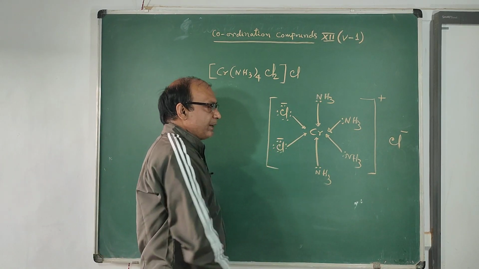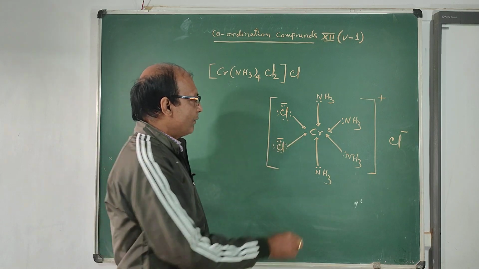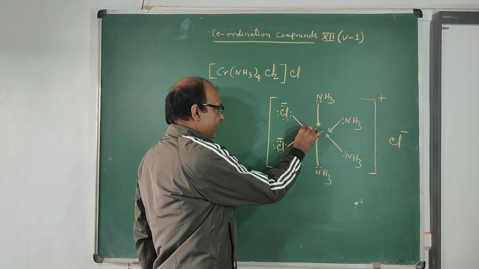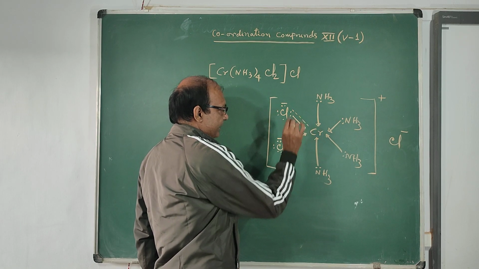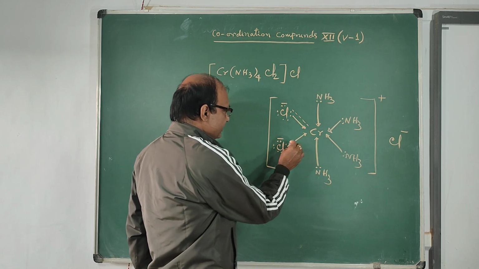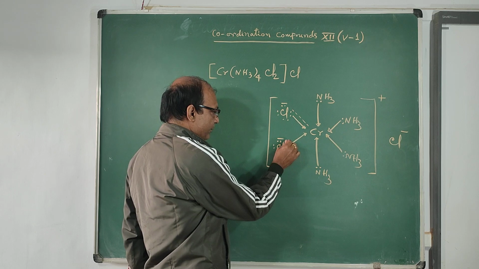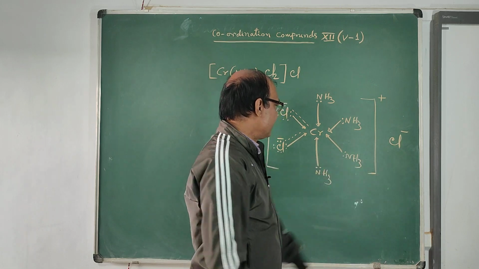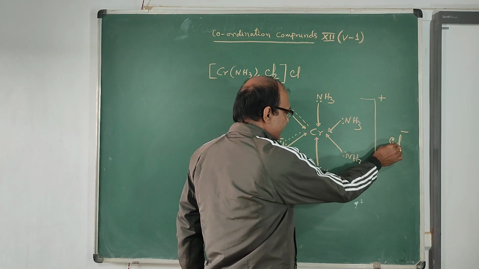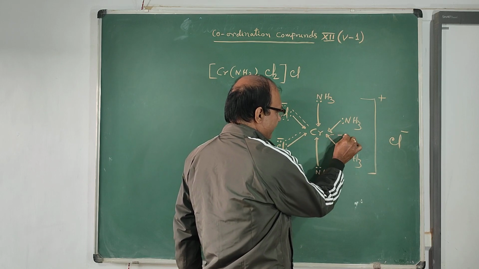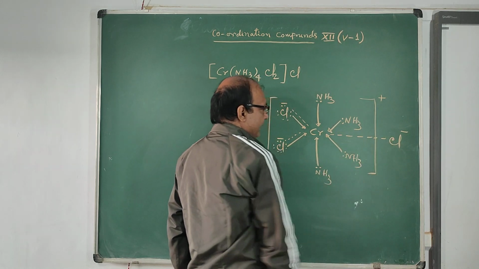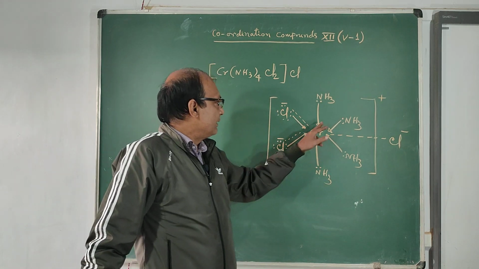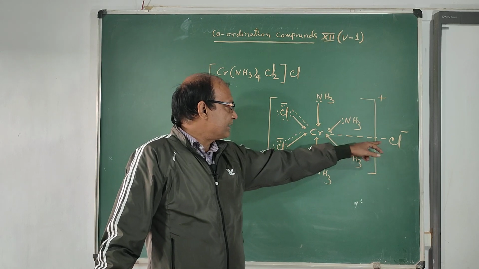Here you see that there are 2 types of bonding present. Chromium is bonded to Cl minus through a coordinate bond as well as through an ionic bond. And here is the Cl minus outside the coordination sphere. This Cl minus is bonded to the central metal chromium through an ionic bond. So if you look at the entire figure, you will have 2 types of bonding. One is coordinate bonding and another is ionic bonding.